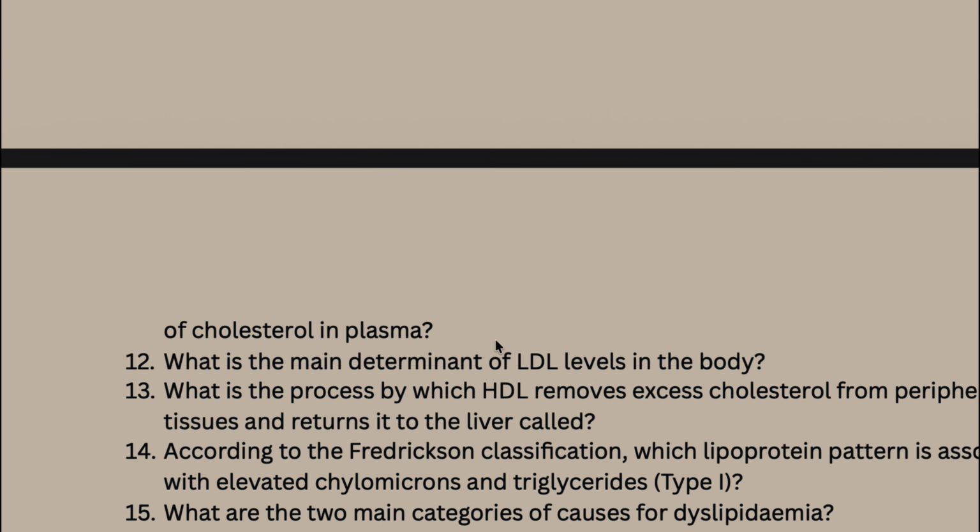Now let's look at question 12. What is the main determinant of LDL levels? The primary determinant is LDL receptor activity in the liver. More LDL receptors result in greater LDL clearance and lower plasma LDL levels.